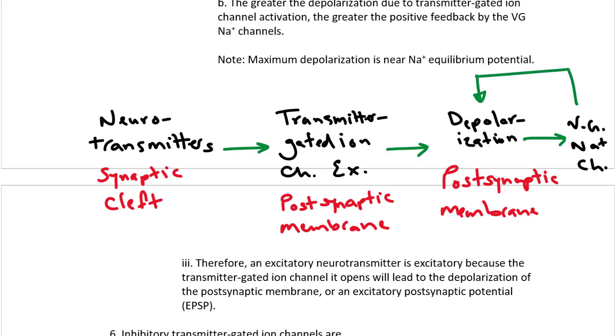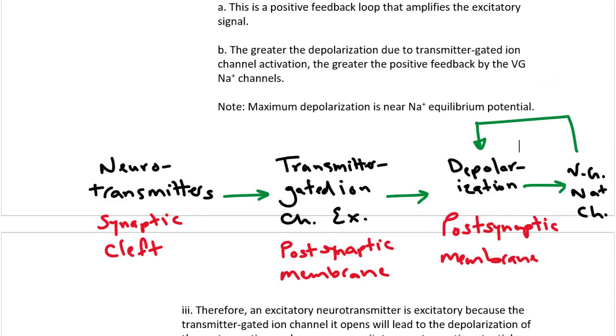Now, the thing to notice is that if any of this stops, everything downstream stops. So if neurotransmitters are not being released into the synaptic cleft, then this goes away. And if that goes away, this goes away, this goes away, and this goes away. So everything is dependent on neurotransmitter release. And where does a neurotransmitter come from? The neurotransmitter is being released from the presynaptic membrane.